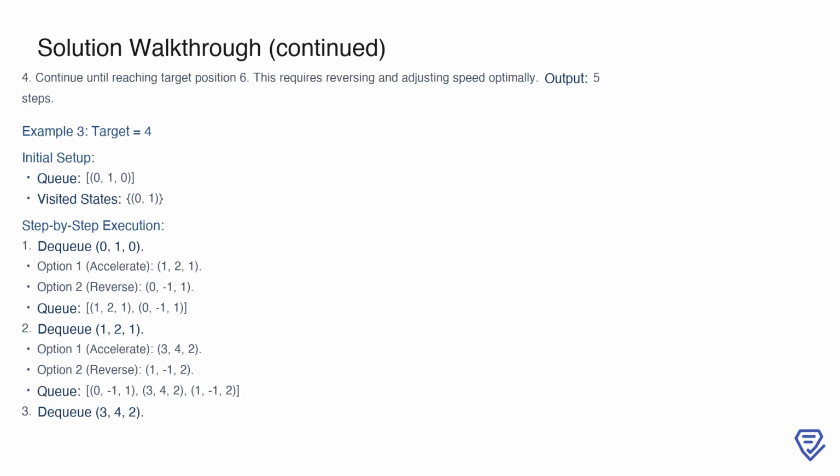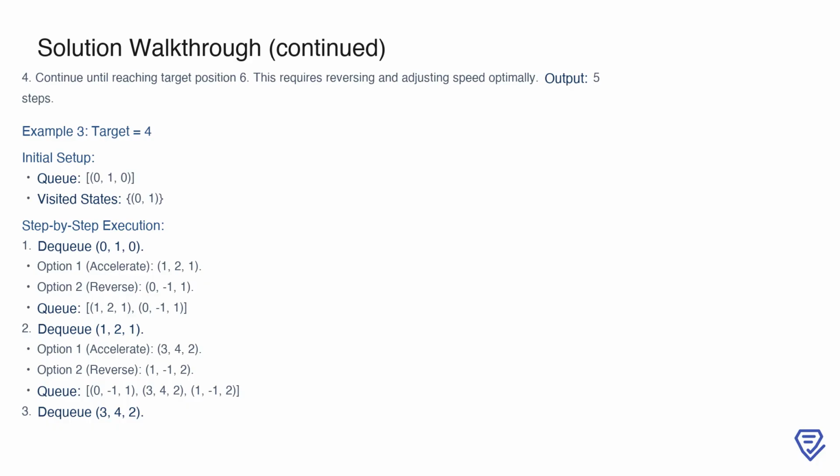The process continues as we systematically explore all possible moves to reach the target of 6. This involves reversing and adjusting speed at appropriate steps to optimize the total number of moves. Eventually, we reach the target position of 6 in 5 steps.